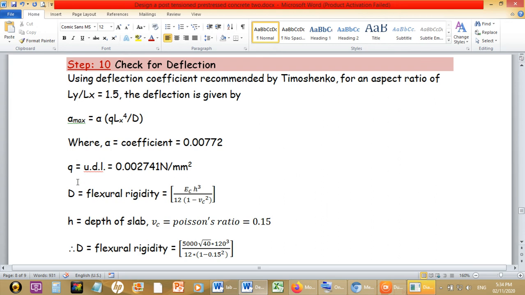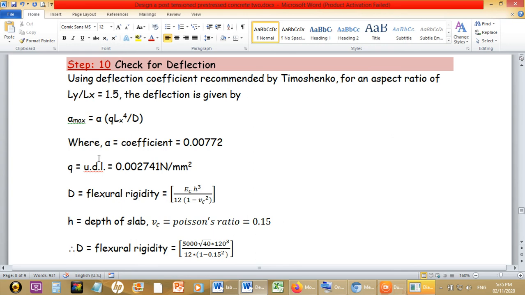What is the deflection formula? The deflection formula is alpha max equals alpha into bracket Q into Lx raised to 4, divided by D, where D is the flexural rigidity. Actually we get this deflection formula by referring to Timoshenko. He has developed the theory to check that deflection. So he has given the alpha max formula and the flexural rigidity formula.